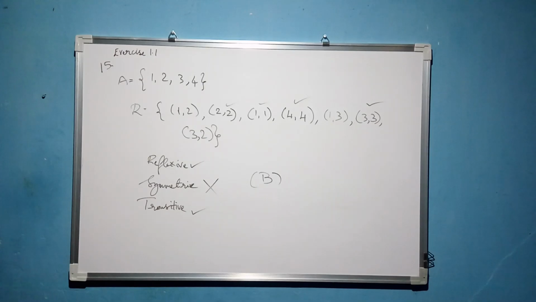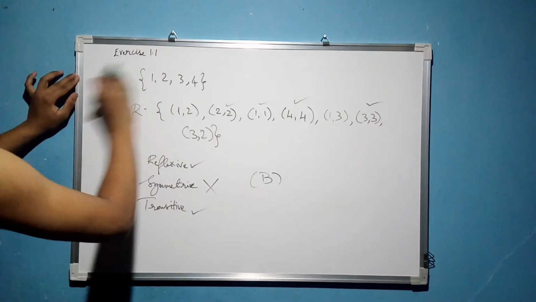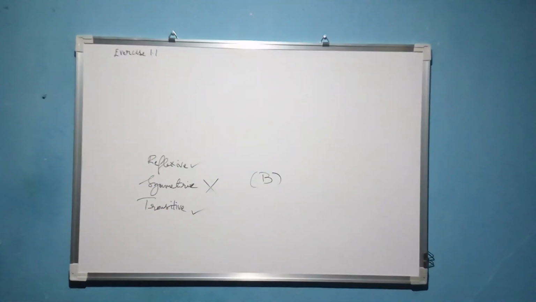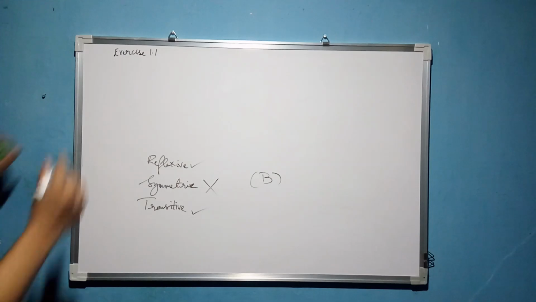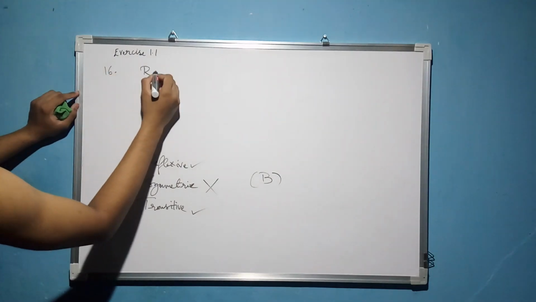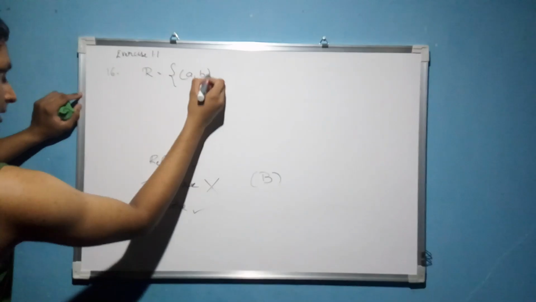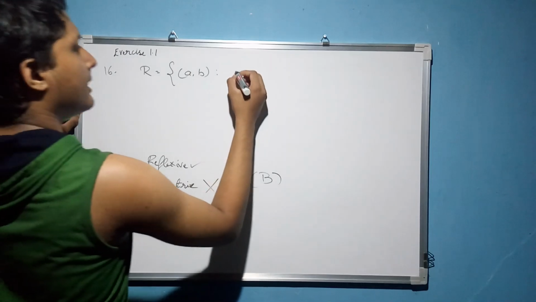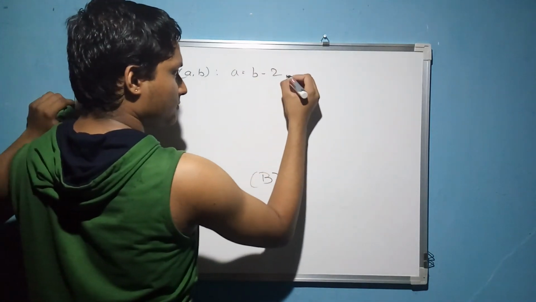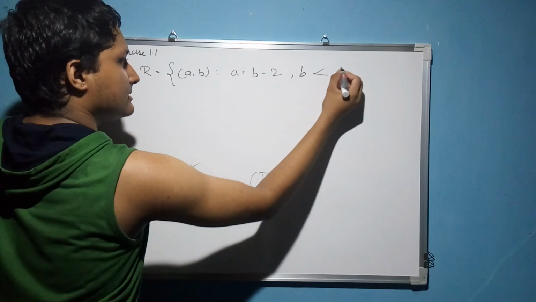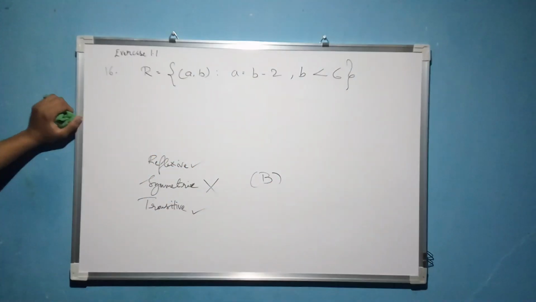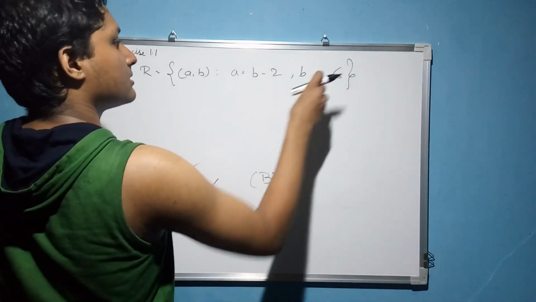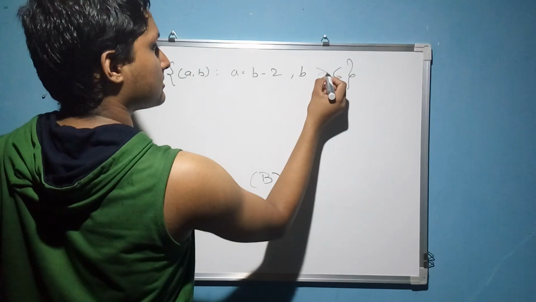So we'll go to the 16th question now. What is the 16th question? The 16th question is also an MCQ. We are just going to see what happens in this question. R is a relation in the set N where R is equal to (A, B) such that A is equal to B minus 2, where B is greater than 6.